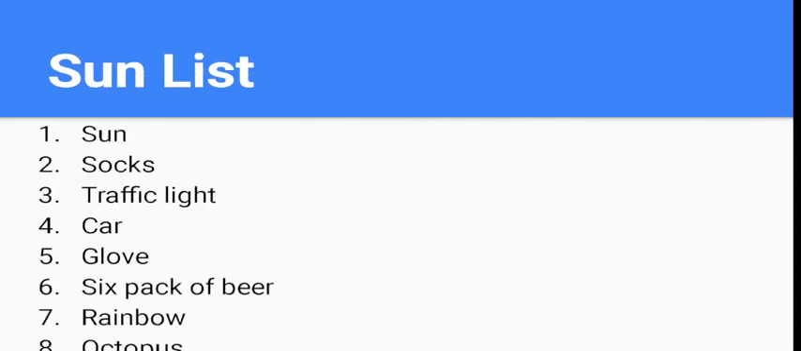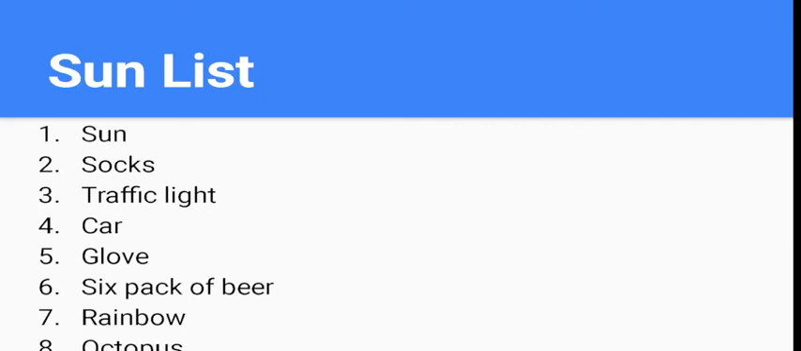So here's a sun list. One is sun, makes sense, right? Two is socks. You have two feet, so you put two socks on. Three is traffic lights, three things from the traffic light, obviously. Four is car. For four, you really pick anything you want. I just use car because four wheels makes sense to me.